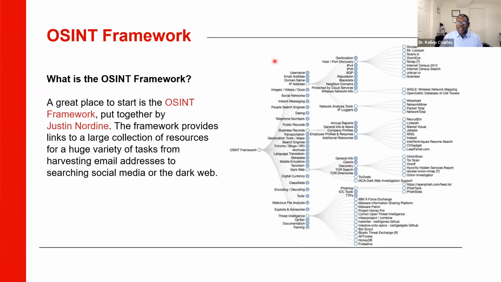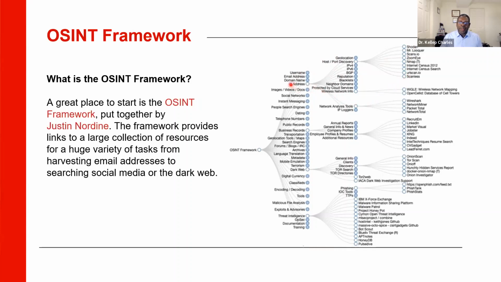And as you can see, there are tons of categories. So for example, if someone says, hey, I have a username of a target, you could go to the username section, and once you select that, it'll provide you some additional information all the way till you get to the end node to use that particular tool.